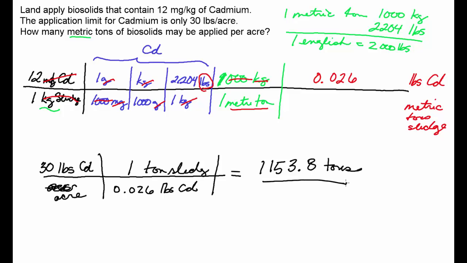Okay, so pretty clearly cadmium's not the problem here. It's very clean sludge. So they're not too bad. The important thing when you're doing these is to just make sure you always put milligrams of cadmium or kilograms of sludge, whatever the weight is that goes with it. Make sure it gets the label too, so that you don't confuse yourself.